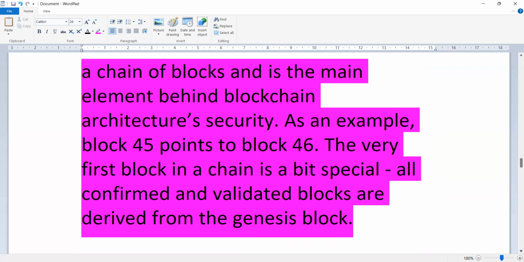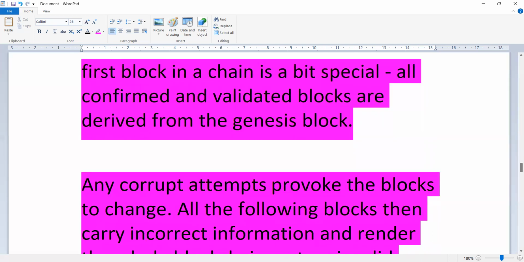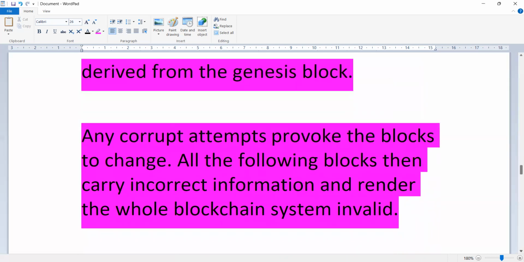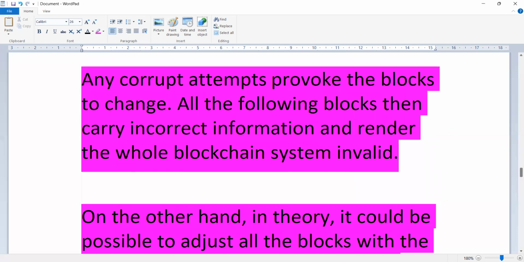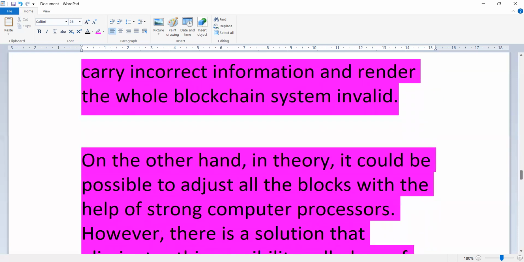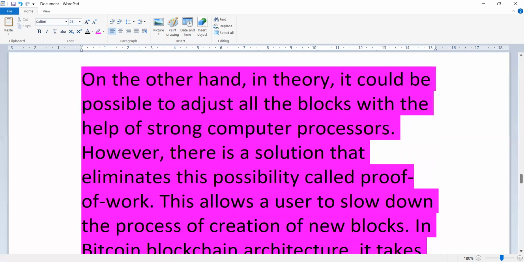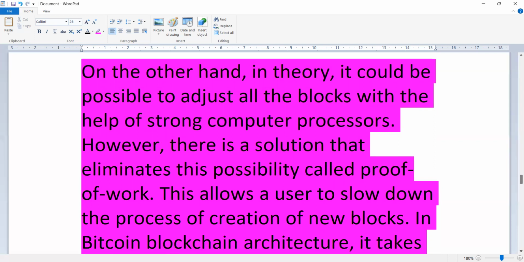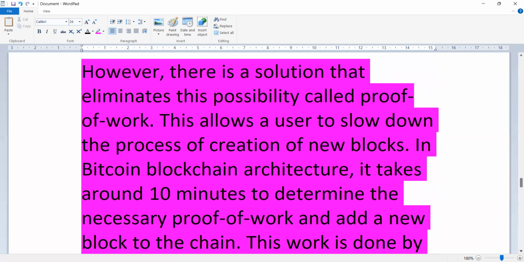The very first block in a chain is a bit special. All confirmed and validated blocks are derived from the Genesis block. Any corrupt attempts provoke the blocks to change. All the following blocks then carry incorrect information and render the whole blockchain system invalid. On the other hand, in theory, it could be possible to adjust all the blocks with the help of strong computer processors. However, there is a solution that eliminates this possibility, called proof of work.